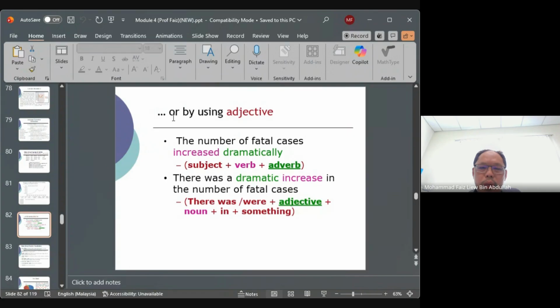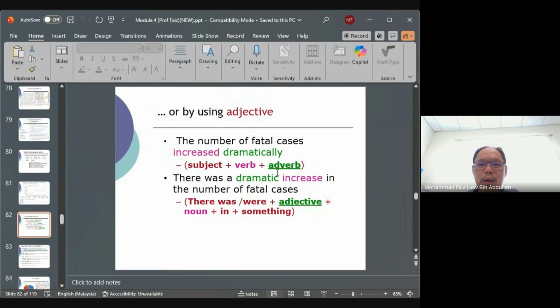Or also by using adjectives. So the number of fatal cases increased dramatically. So it's subject plus verb plus adverb. There was a dramatic increase in the number of fatal cases. So there was or were plus adjective plus noun plus in plus something.